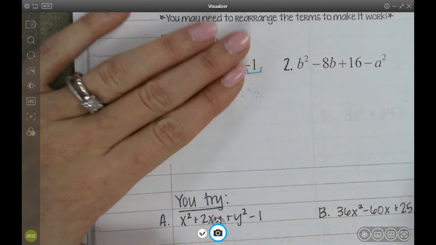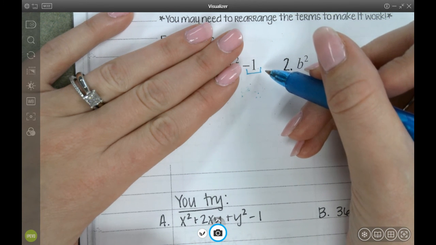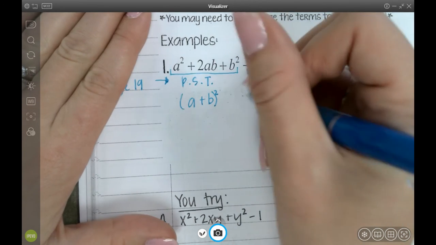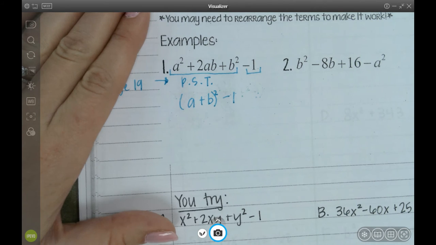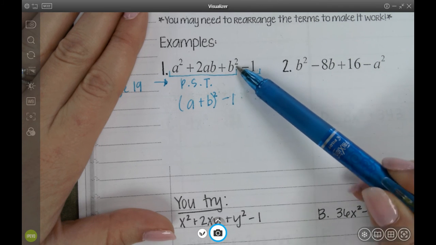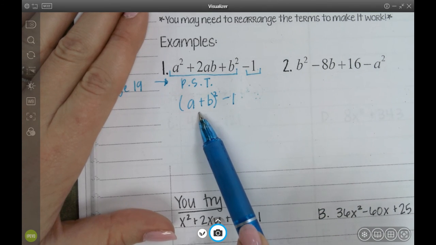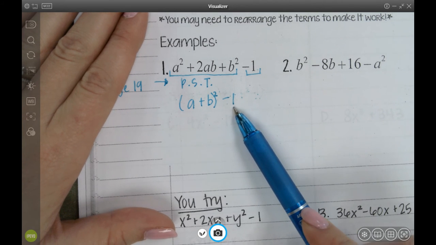Now I'm going to cover all of this up. I just have 1 term, minus 1. Can I factor that at all? Nope, so I just have a minus 1 right there. So far it's not so bad, right? Because you've grouped it, you looked at your first group and you factored it, your second group stayed the same.